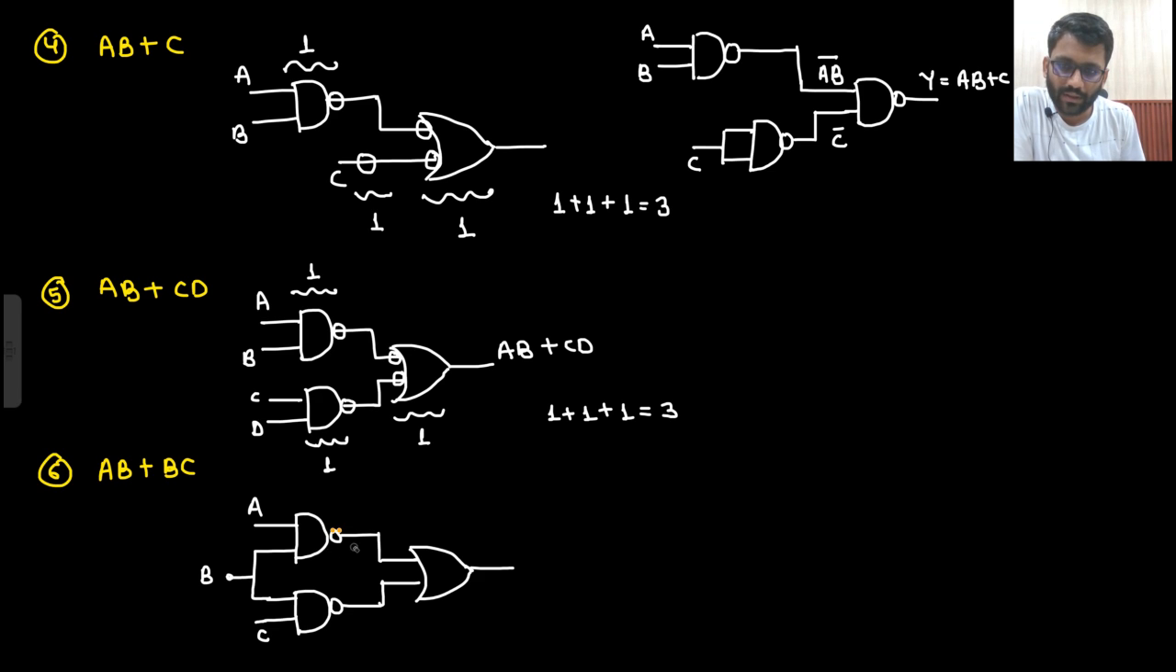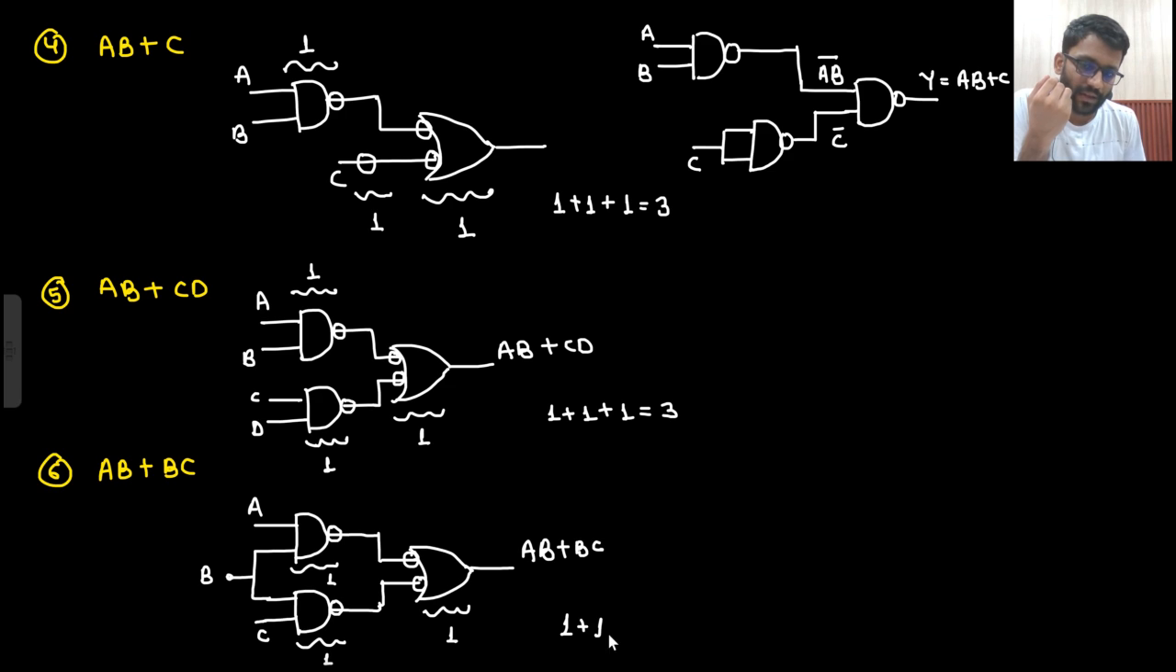Sorry, this bubble is not there. This bubble will not be there. What we are doing, we are just implementing AB plus BC. So if I introduce a bubble here, another bubble I need to introduce, that will be introduced here. So AB plus BC. That will be our answer. So 1, 1 and 1. Answer will be 3.